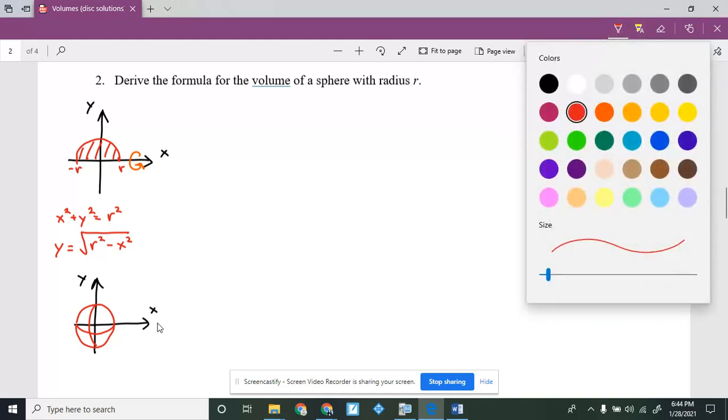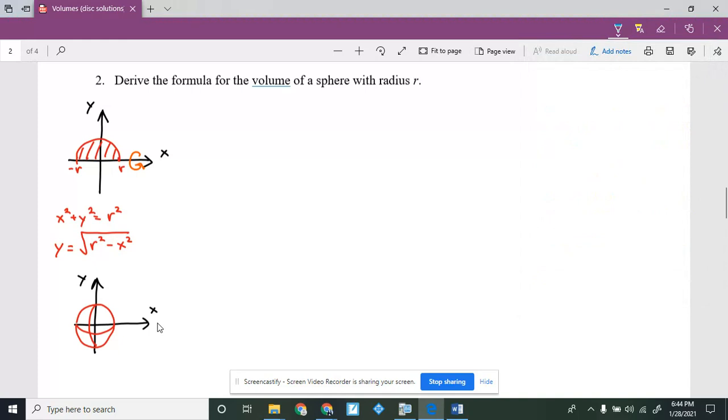So now, you look at cross sections perpendicular to the axis you revolve around. Maybe I'm going to draw in this cross section right there. Okay. And you ask yourself, what is that? Is it a disc? Or is this thing that you haven't told us about yet a washer? Well, hopefully you're saying it's a disc.